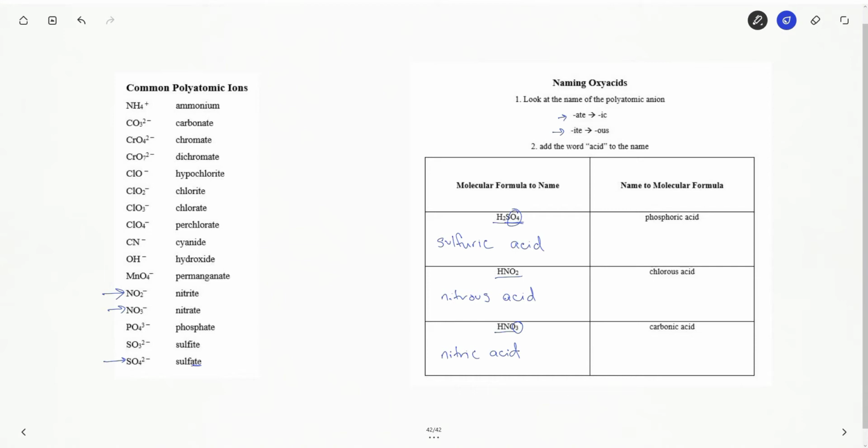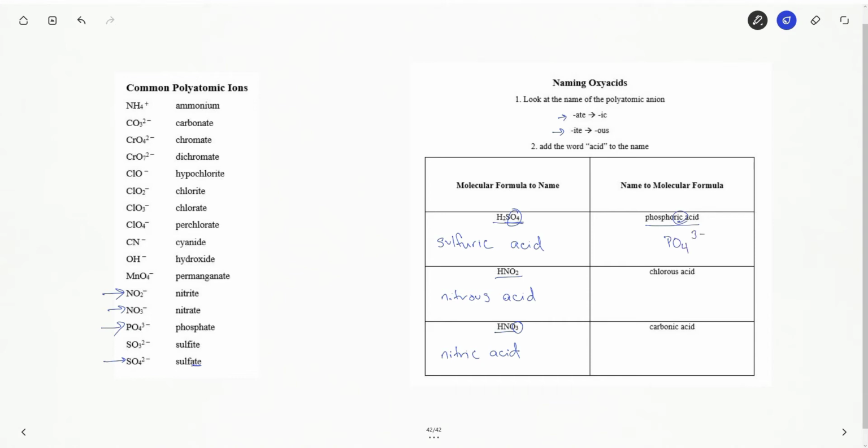Let's reverse and go from the name to the molecular formula. So here I have phosphoric acid. Again, the acid is the tip-off that I am using my acid rules. Notice there is no hydro prefix, therefore I know I must be using my oxyacid rules. So when I see phosphoric acid, I see that ic ending and know that it must have come from the polyatomic ion that ends in ATE. Therefore, if I look to the left, here I see phosphate. So that is PO4. It has a charge of 3 minus.